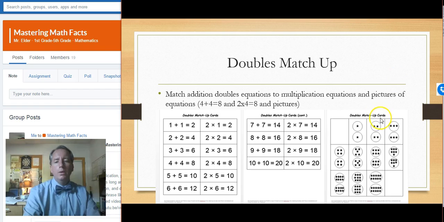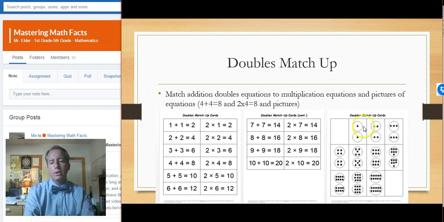So we see we've got the matchup cards. So we're seeing the somewhat concrete, at least representational version of the fact. These obviously would be cut apart, and then we're going to match them up. So you could cut these apart, or you could leave them together and say which one shows 1 plus 1 is 2 and 2 times 1 is 2, and obviously that'd be the first card. So we could be matching them that way.